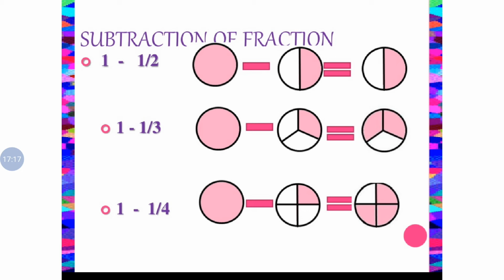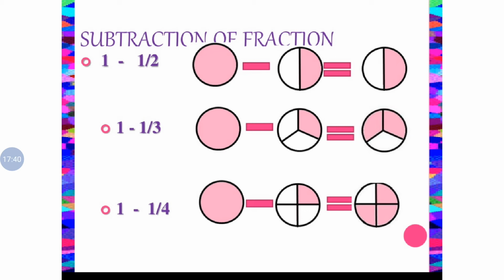2 shaded regions, only one unshaded region. We get the values. So another one is 1 whole fraction minus 1 by 4. Whole fraction 1 by 1 minus 3 unshaded region, only one shaded region. So we just subtract: 1 by 1 minus 1 by 4. So for the common denominator we take the LCM.